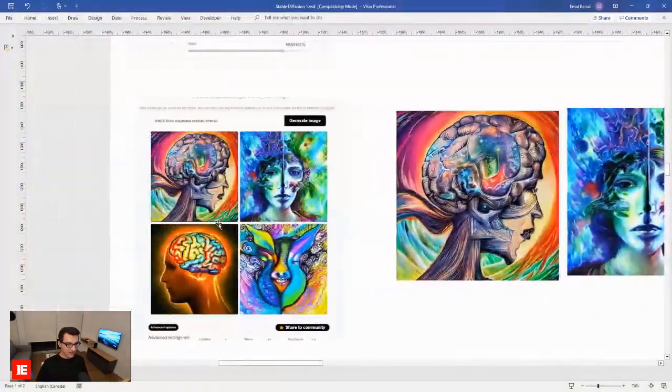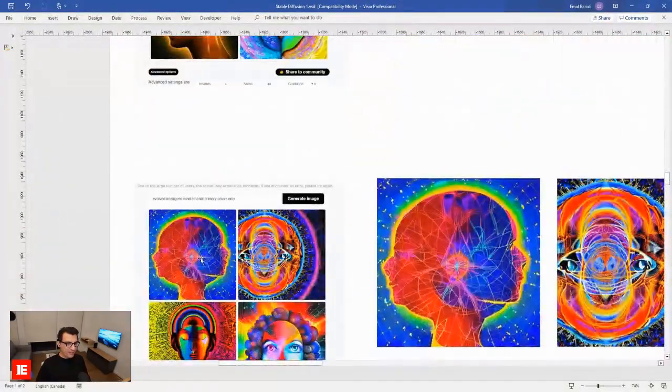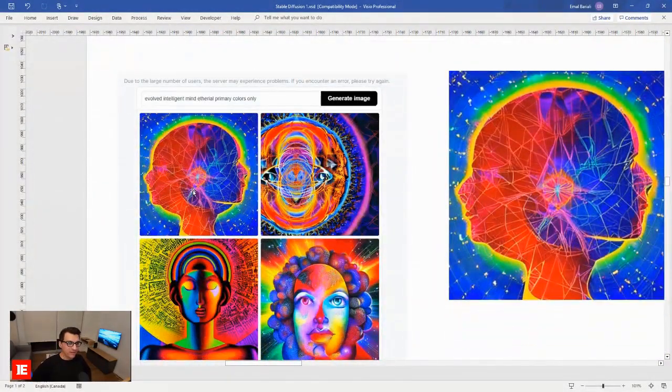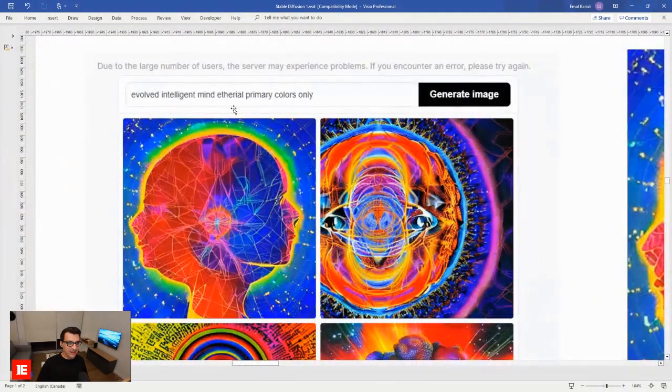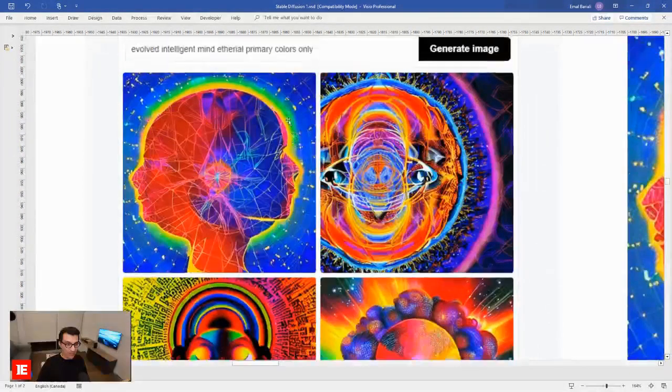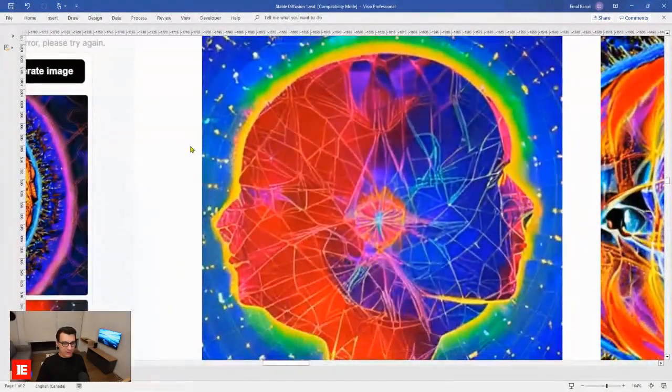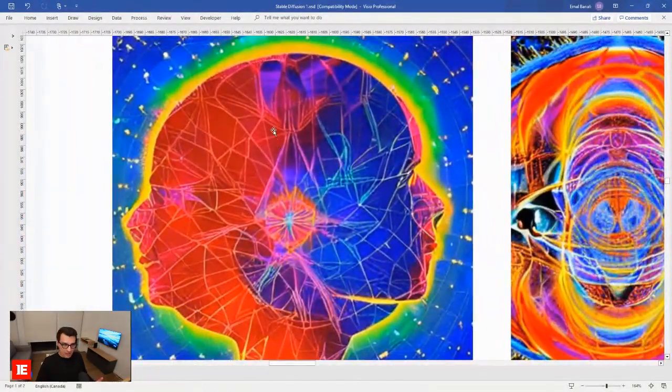So there's that one. And then what I did was kind of switch gears a little bit. I put in the prompt: "evolved, intelligent mind, ethereal, primary colors only." And with that longer prompt, it started to generate some interesting looking images, I have to say.